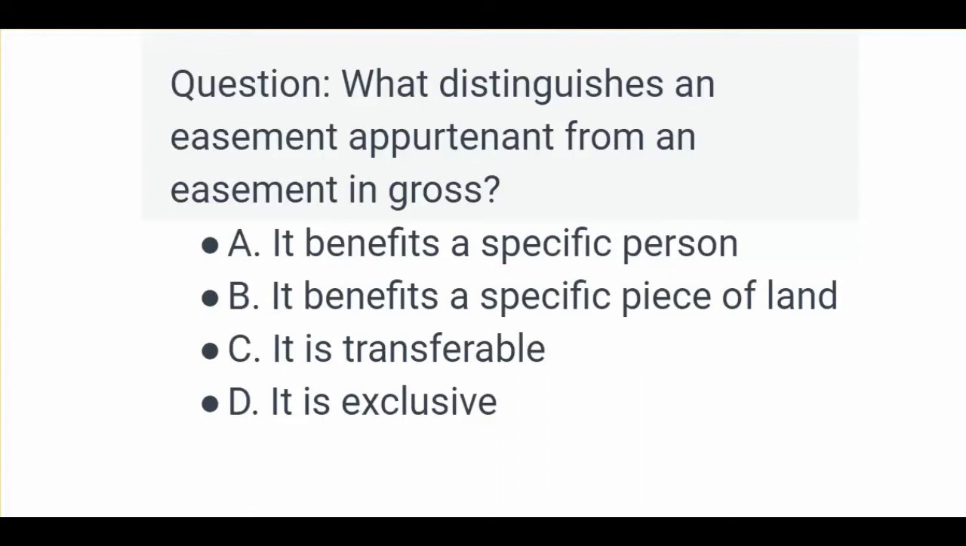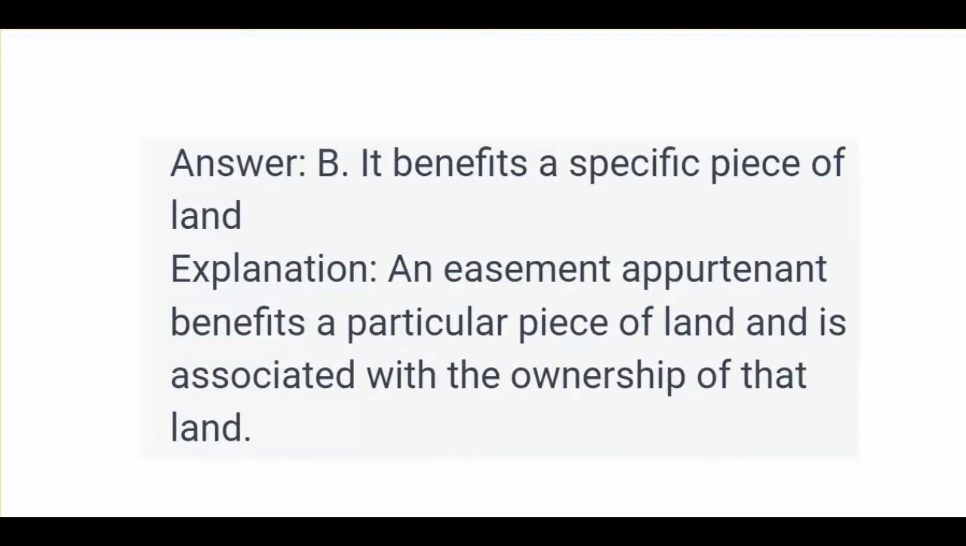What distinguishes an easement appurtenant from an easement in gross? A, it benefits a specific person. B, it benefits a specific piece of land. C, it is transferable. D, it is exclusive. B, it benefits a specific piece of land. An easement appurtenant benefits a particular piece of land and is associated with the ownership of that land.